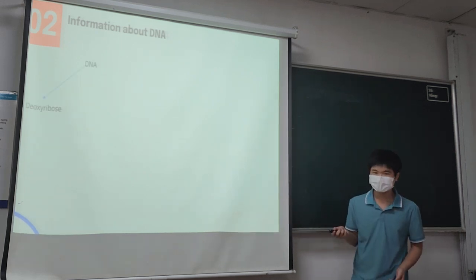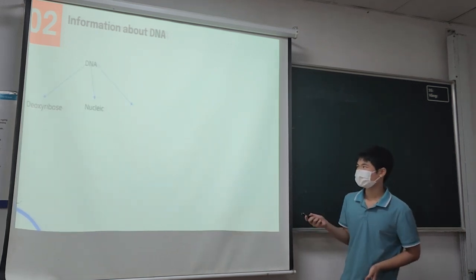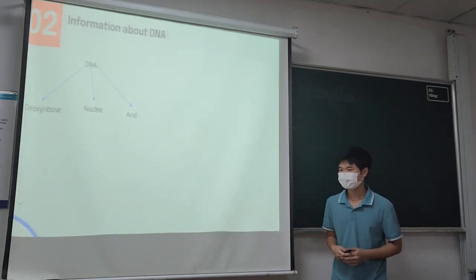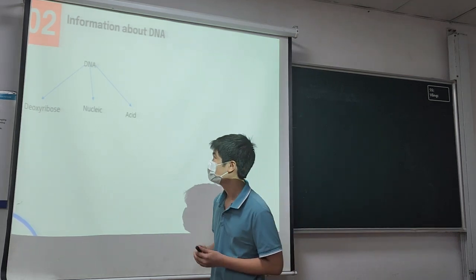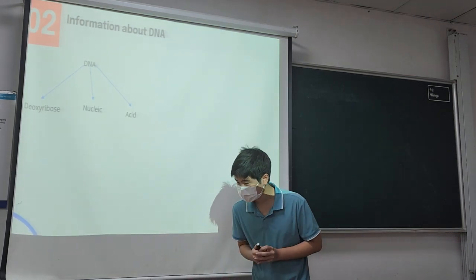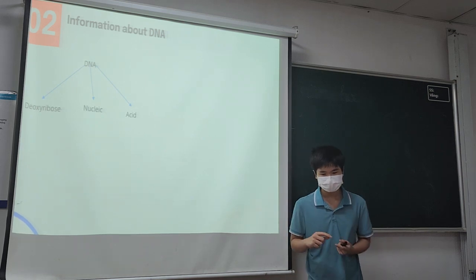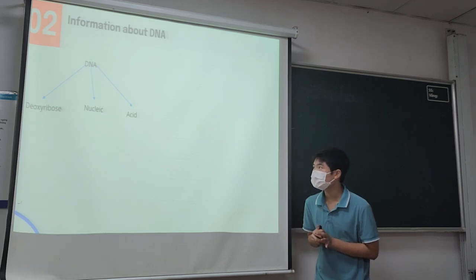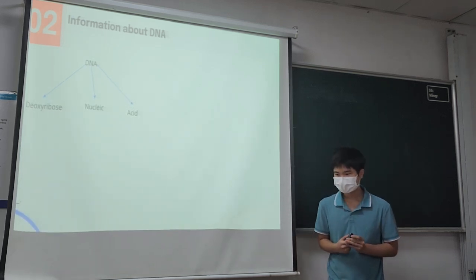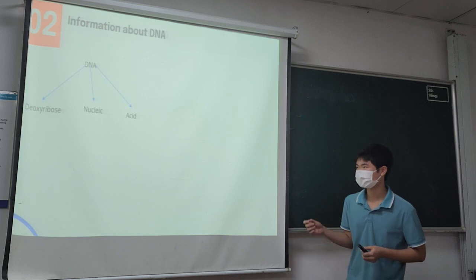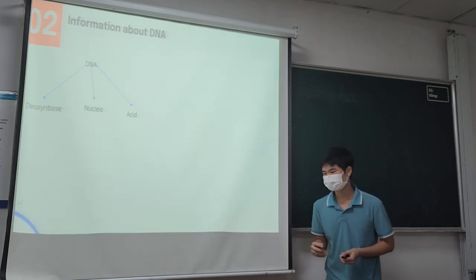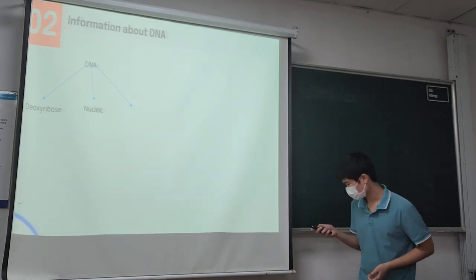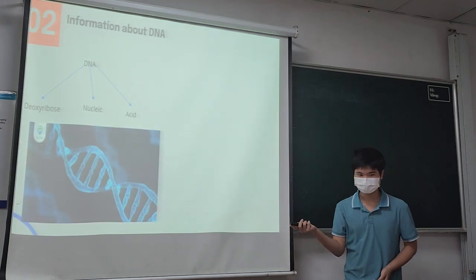Still about the DNA. So this will show you what DNA stands for. The first letter D stands for deoxyribose. And this substance is in the DNA. Then is nucleic, and the last one is acid. These are the 3 main substances that form DNA. This is the image of DNA.